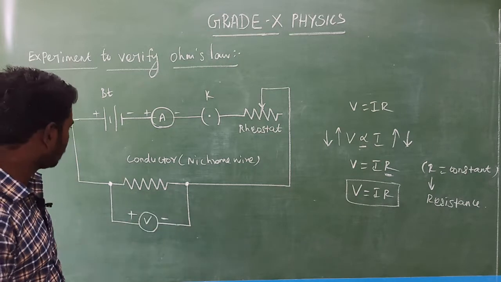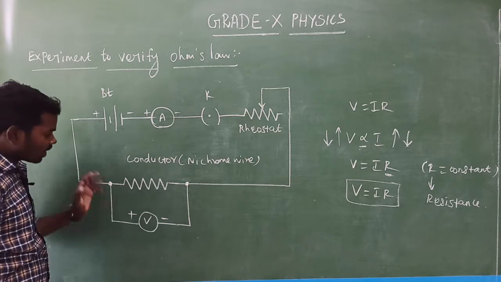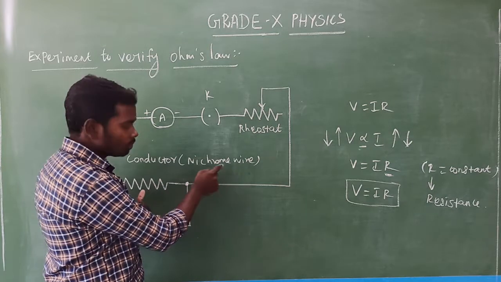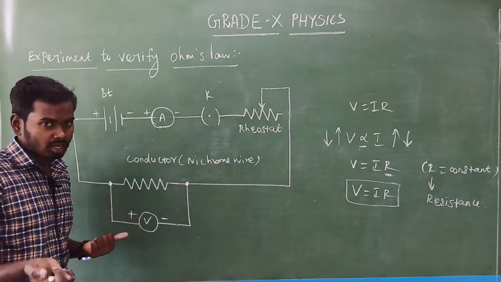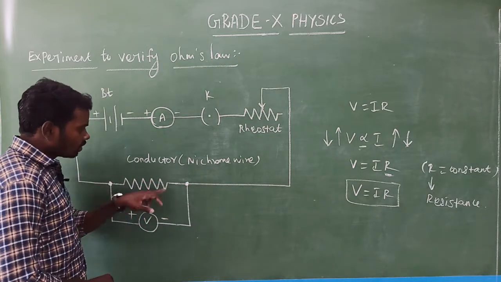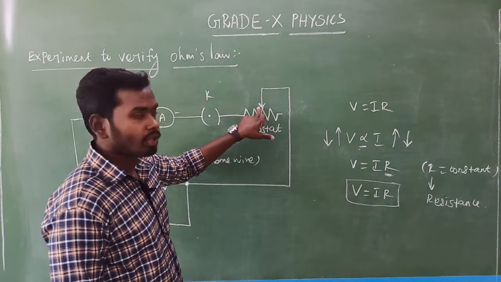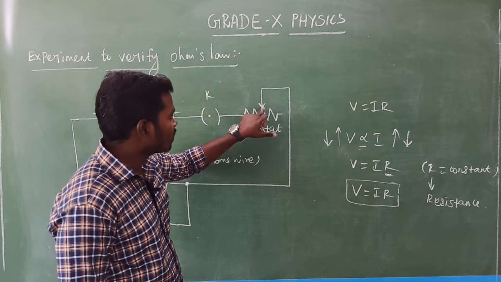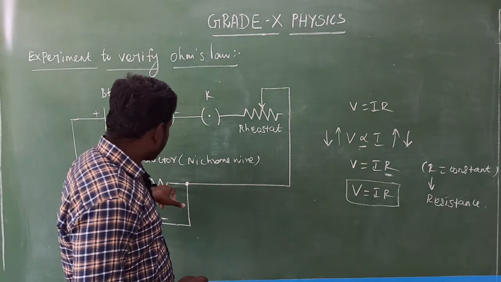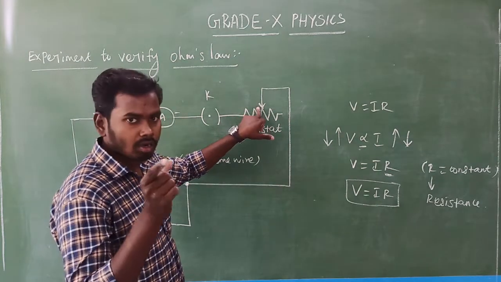Next, the positive terminal of the battery is connected with one end of the conductor. For example, I have taken a nichrome wire because nichrome is one of the good conductors of electricity. Even though it is an alloy, it is a good conductor of electricity. Then the next end of this nichrome wire is connected with the rheostat. There is an upper slot to connect the wire. The second end of this conductor is connected with the upper slot of the rheostat.